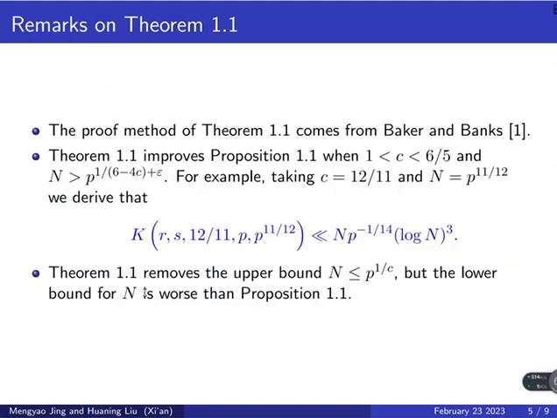Now, we give some remarks on theorem 1.1. Firstly, the proof method of theorem 1.1 mainly comes from Baker and Banks. Secondly, theorem 1.1 improves proposition 1.1 when c is less than 6/5. Here, we give an example. Finally, we also remark that theorem 1.1 removes the upper bound of n, but the lower bound of n is worse than proposition 1.1.